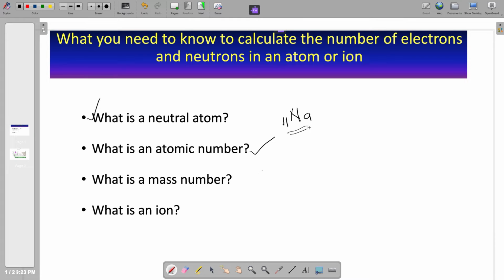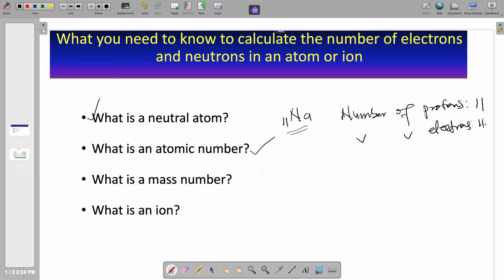And once it's a neutral atom, it has the same number of protons as electrons. So here, since we know 11 is the atomic number, and the atomic number basically is the number of protons, we would say the number of protons for sodium is equal to 11, and also the number of electrons of sodium equals 11. So because you have an equal number of protons and electrons, we'll say sodium is neutral.